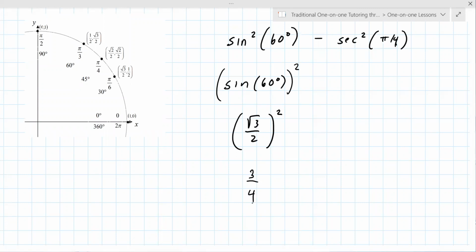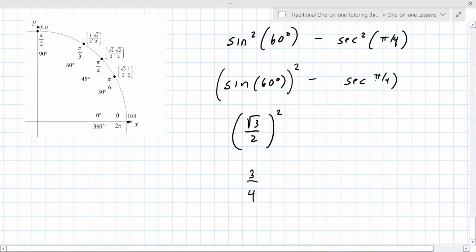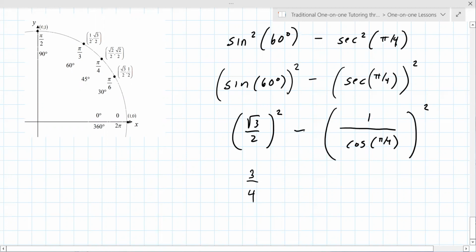Okay. Now secant squared, kind of the same deal here. It's first the secant of pi over 4, but then you square it. Secant is really 1 over cosine pi over 4. So you have some choices here, and this is where it's kind of personal preference. You can either find the secant of pi over 4, or you can find the cosine of pi over 4. You got to square it eventually.